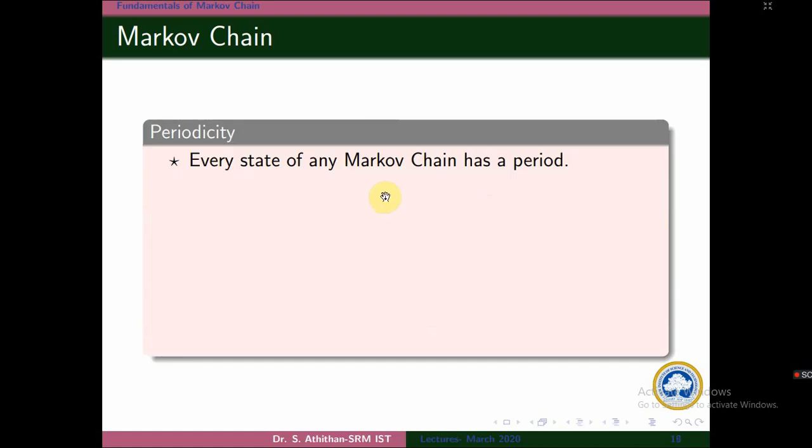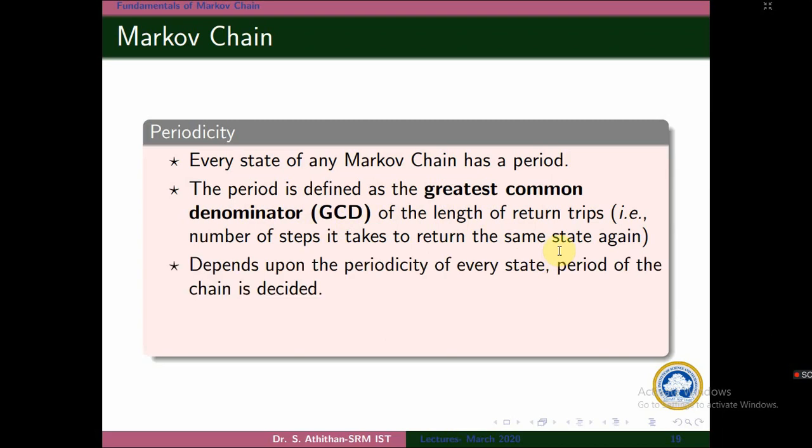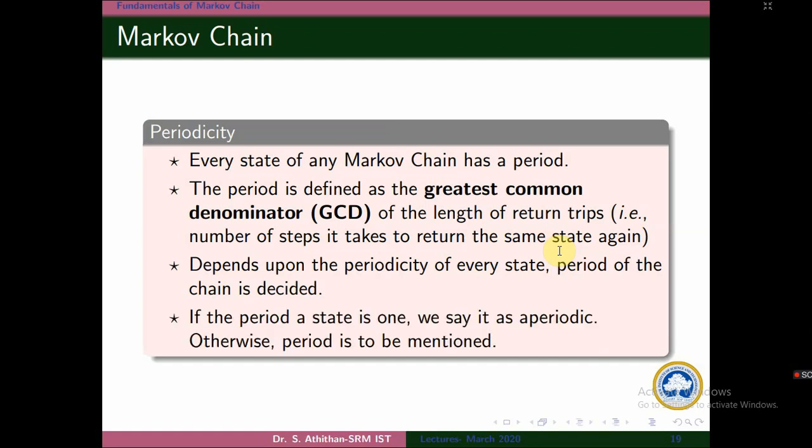Every state of a Markov chain has some period. Period means how it will return, how many steps it takes to go from one node to another node, and how it will come back. The period is defined as the greatest common divisor of the lengths of the trips, that is, the number of steps taken to return to the same state again. Depending upon the periodicity of every state, the period of the chain is also decided. If the period of the state is 1, we say it is aperiodic. Otherwise, the period is to be mentioned.